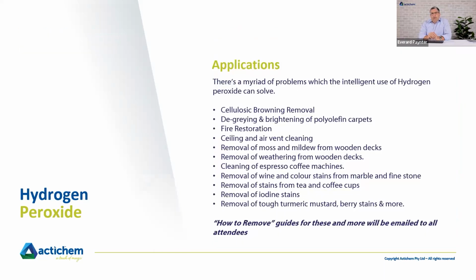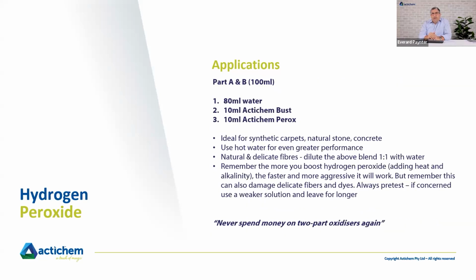Now, there's a myriad of different problems which the intelligent use of hydrogen peroxide can solve. There's a whole list I've got up on the screen there: in carpet cleaning, in household use, in hard surface cleaning, even down to cleaning of espresso coffee machines. We're going to give you a how-to-remove guide, which includes really easy little formulas for each of these applications, which will be very, very helpful for you. The last thing is, I told you that we'd give you a very easy to use part A, part B mix that you can use on your own.